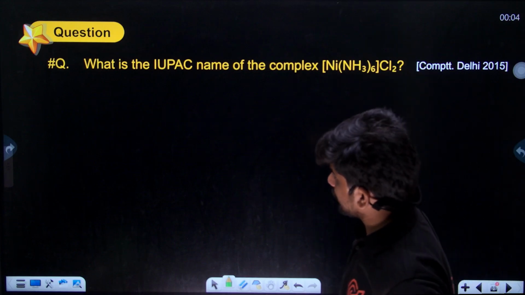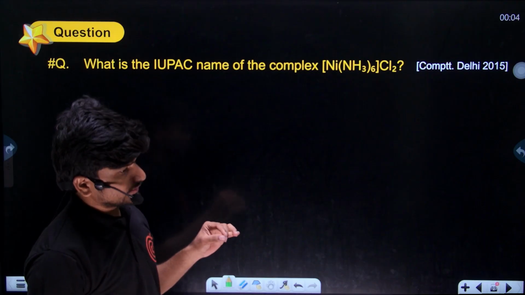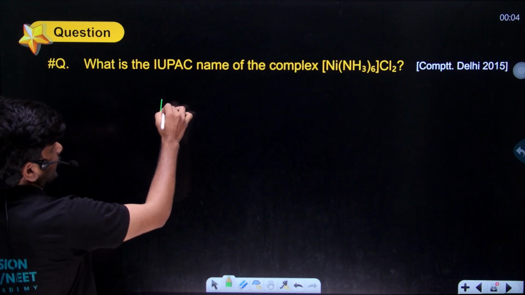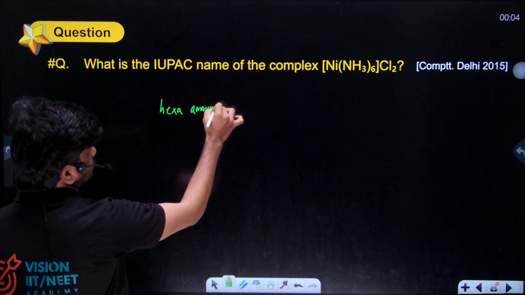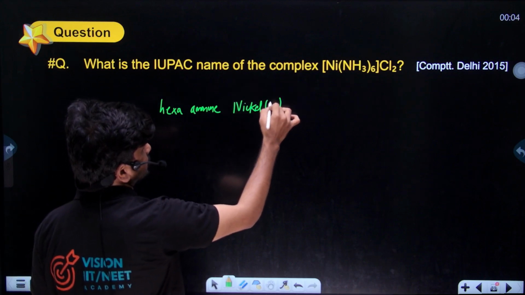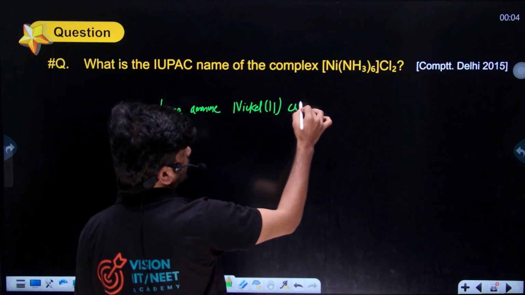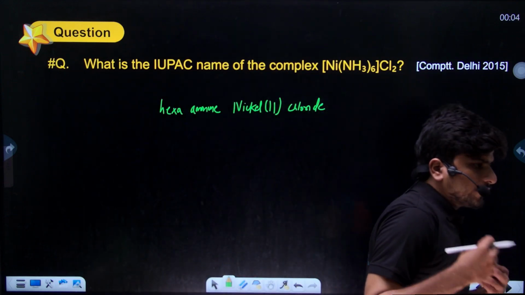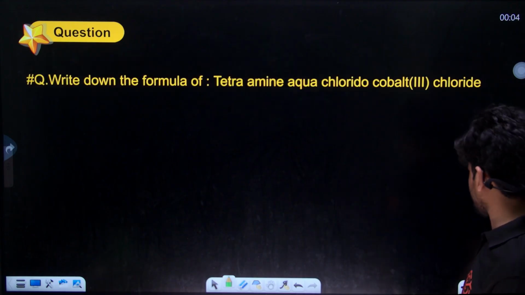What is the IUPAC name of the complex Ni(NH3)6 Cl2? So you need to think of this. You have hexaamine. You have nickel. What is the charge? The charge is 2. This is the cationic part, that is why I am writing nickel. Then you have chloride. Okay. This is the way in which they used to ask in previous years. These questions are very good actually, very interesting questions.